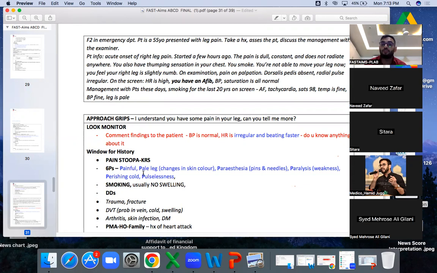Painful, pale, paresthesia, paralysis, perishing cold, and pulseless. You need to palpate the pulses of both sides, check the temperature, and take the observations. This is important in this scenario. Then definitely in the history part, you need to take the smoking history. All the things are required. Even the social history is important in this scenario, because his travel history is important, and his cancer history is important.